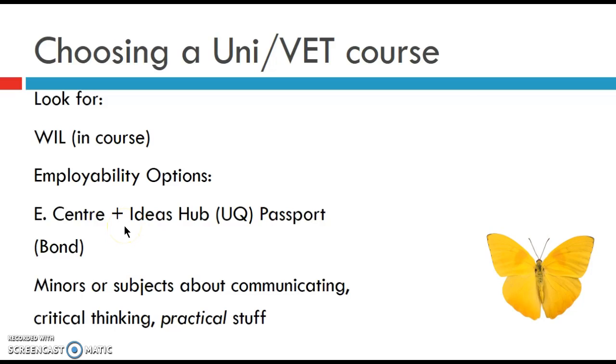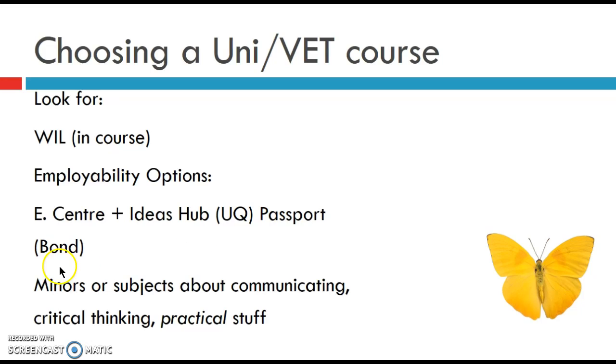That is a kind of a pre-startup incubator because they have done some research that's told them that about 70% of young people don't actually want to work for a big company. They'd rather work for themselves. So Ideas Hub lets you get those entrepreneurial skills that'll help you bring your ideas to fruition and bring it to the marketplace. Bond Uni has an employability passport, so you actually can't graduate without having those employability skills and being able to demonstrate them.